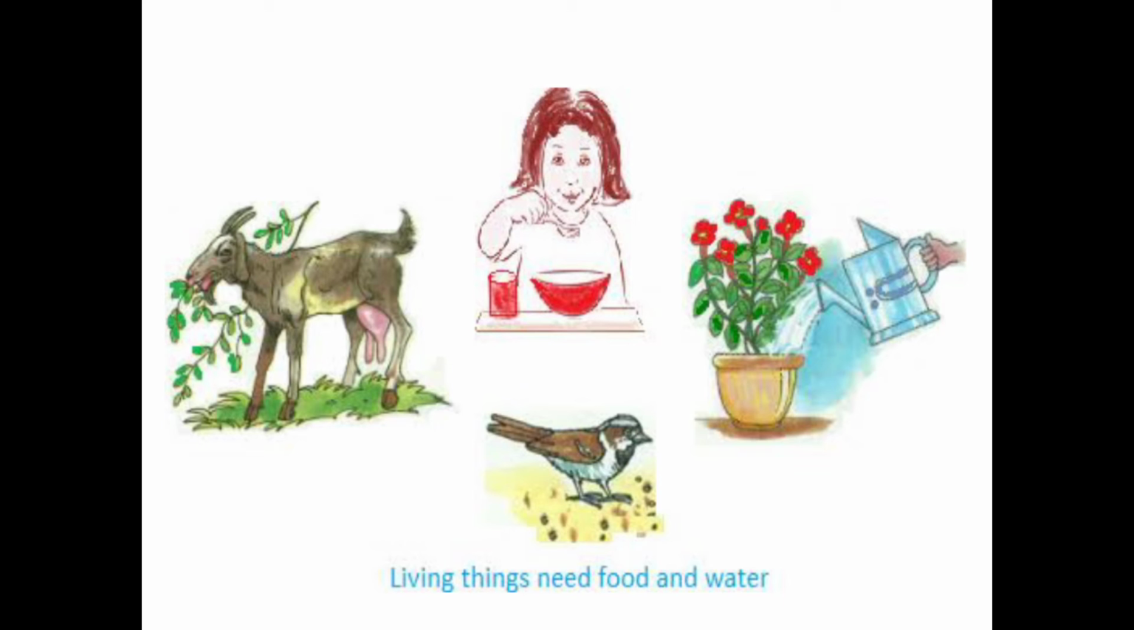As we talked about, living things need food and water. So the food of all living things is different. For example, humans eat vegetables and fruits. They can also have meat and chicken. They can also have eggs or milk and something like that. And whereas plants need water to grow, some animals like goats, they eat plants, and some sparrows or birds, they eat small grains.